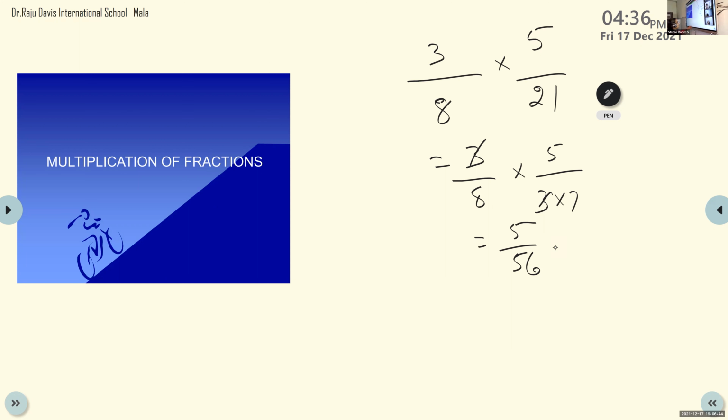You cannot simplify again. Why are you simplifying? There is no common term. The denominator cannot simplify. 4 into 2, no need of writing. If it is necessary, you write. Otherwise, no need.